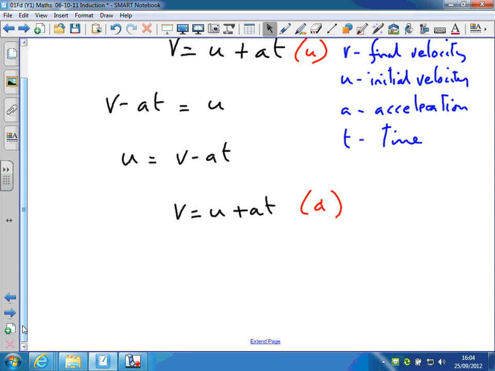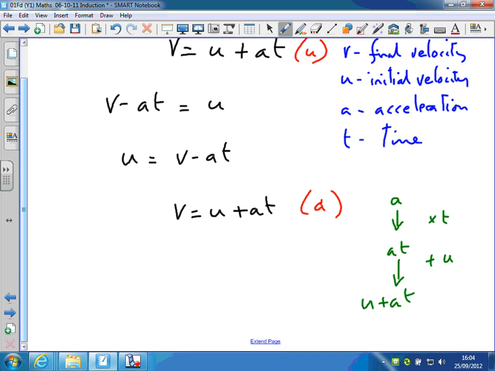Multiplied by? Right, if you look at just building up this right-hand side, and this is the sort of logic of it really, start with A. The first thing I do is multiply by T to get AT. And then I add U to get U plus AT. Okay, that must be the order.